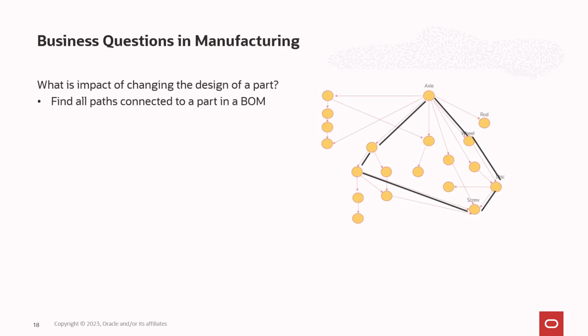In manufacturing, we can track dependencies between parts of a component or a system. And by looking at a graph, we can measure what is the impact of changing the design of a part to other parts.